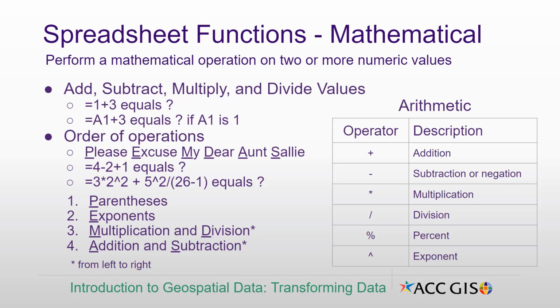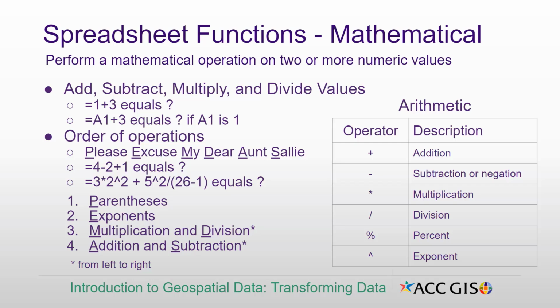So for example, 4 minus 2 plus 1 equals what? Well, if you look at that, we have to do left to right because it's addition and subtraction. So we're going to go 4 minus 2 is 2 plus 1 equals 3.